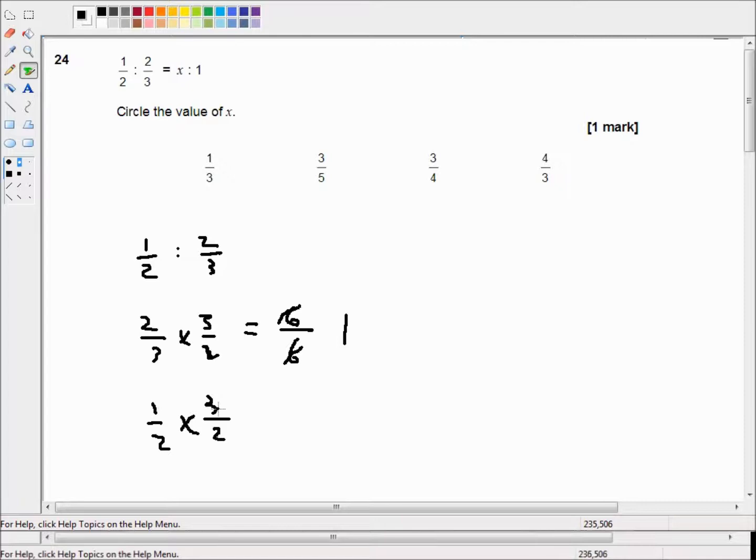So now we get 1 times 3 is equal to 3, and 2 times 2 is equal to 4. So the ratio of 1/2 to 2/3 can simplify to 3/4 to 1. So the value of x is 3/4.